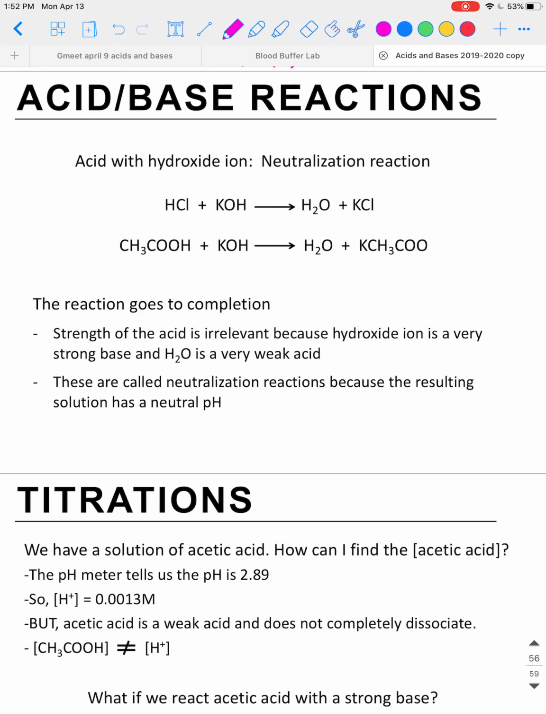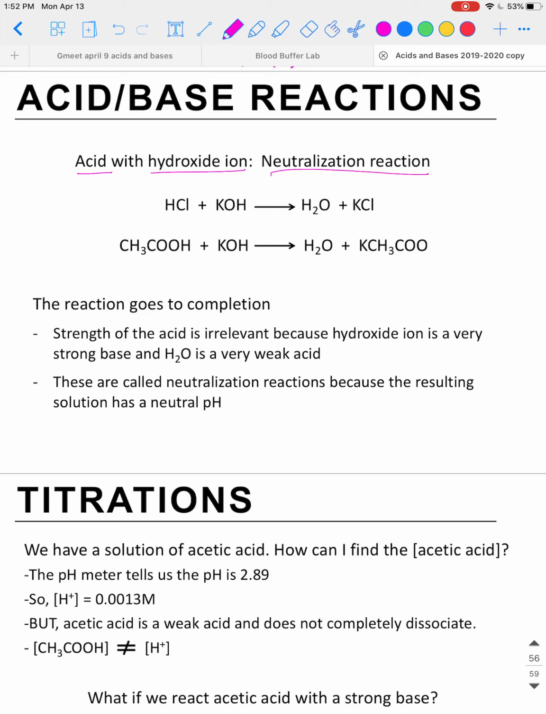This feels a little redundant because you guys have actually already done a whole lab on this, but it is part of the acid-base chapter, so we're going to kind of briefly go through this. I'm going to introduce the idea of titrations with this slide right here.